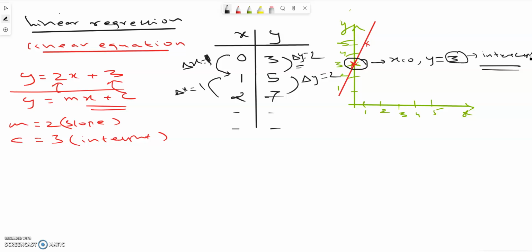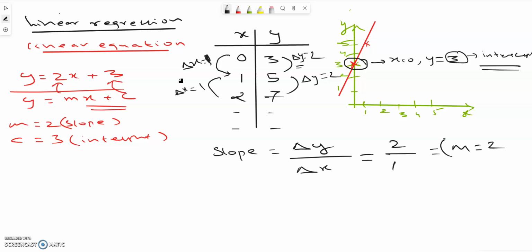Now from these data points, you can simply write slope is equal to the difference in y divided by the difference in x. What is the difference in y here? Here it is 2, and the difference in x here is 1, which is equal to 2 by 1, which is equal to the slope, right? So slope here is 2. The same thing we got from the equation, which is m equal to 2. So this is very important.